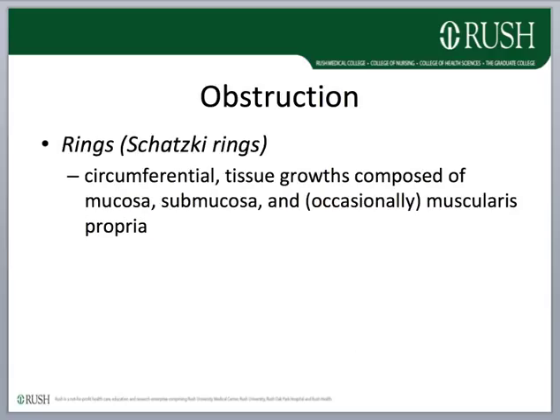Now, the final cause of obstruction that I'll discuss, at least of the benign causes of obstruction, are rings. These also are referred to typically by their eponym Schatzky rings. These are circumferential, as opposed to webs, tissue growths of mucosa, submucosa, and occasionally muscle. So these are more extensive and thicker compared to webs, but have the same causes. Most commonly, this is due to chronic GERD, but can be due to irradiation or chemical injury.